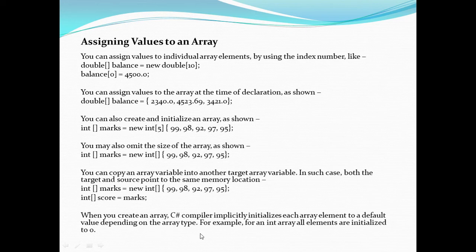You can create an array. C# implicitly initializes each array element to a default value depending on the array type. For example, for an int array all elements are initialized to 0.